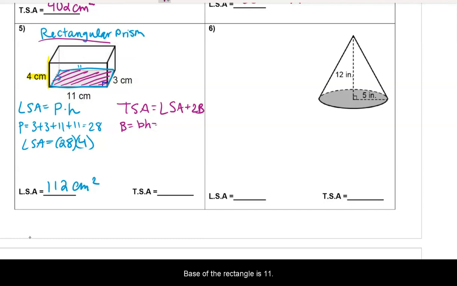All right, base of the rectangle is 11 times 3, which will give us 33. So we're going to take that lateral surface area, 112, plus 2 times 33. That's going to give us 178 centimeters squared.